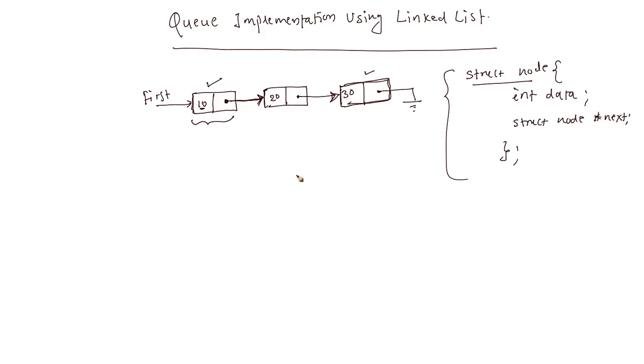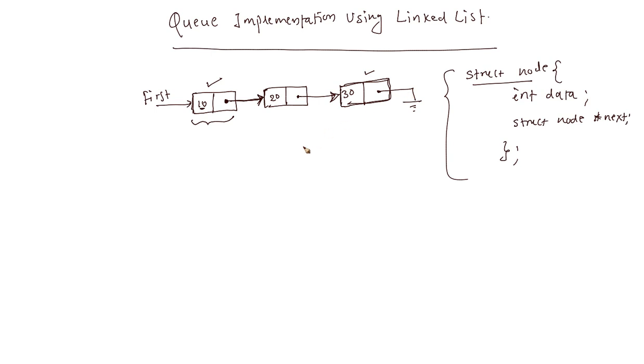As we know in queue, we have two ends, front end and rear end. Front end is the end from where the elements will be removed or dequeued, or they will be served. And rear end is where the new elements join the queue, right?